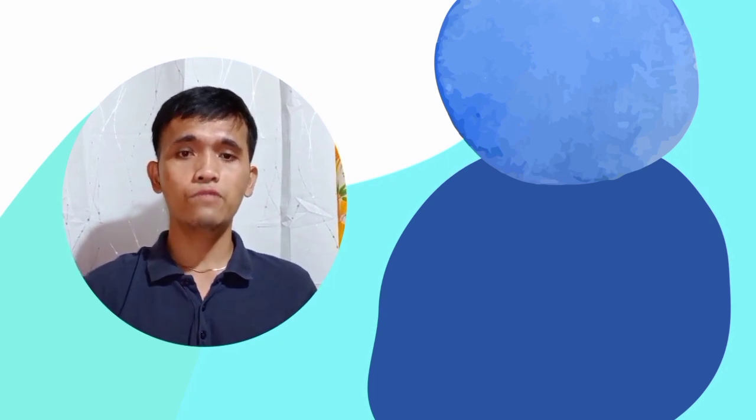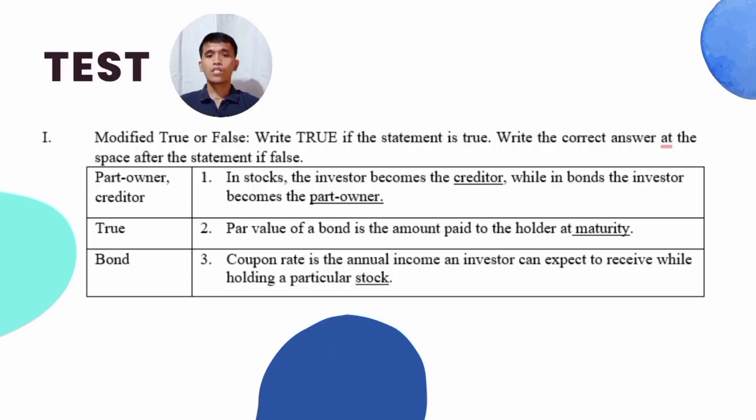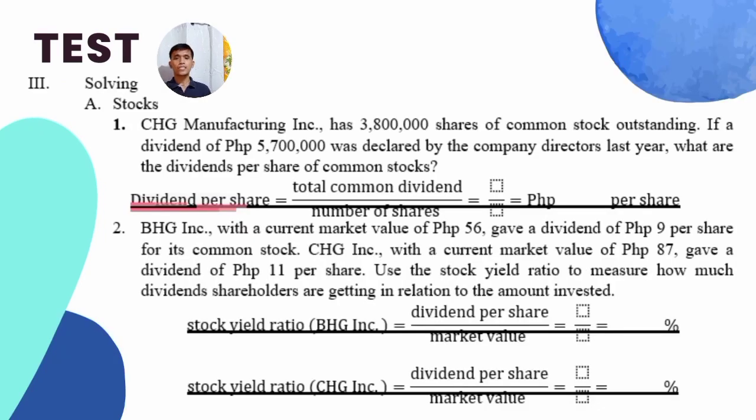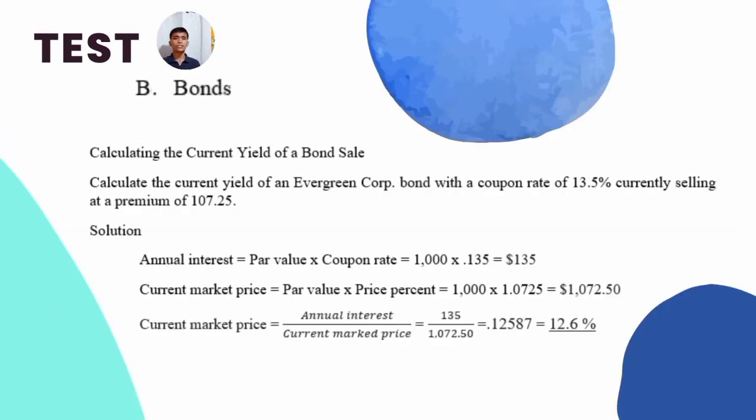Now that you know how to illustrate the terms related to bonds, we are all set to assess ourselves on whether or not we gained all the objectives that we want to achieve after this learning session. In order to assess yourself, here are questions and sample equations for you to answer. First, modify true or false. Write true if the statement is true; write the correct answer in the space after the statement if false. Test 2, matching type: match the terms in column A with the correct definition in column B. Then in test 3, we have solving in stocks and bonds.